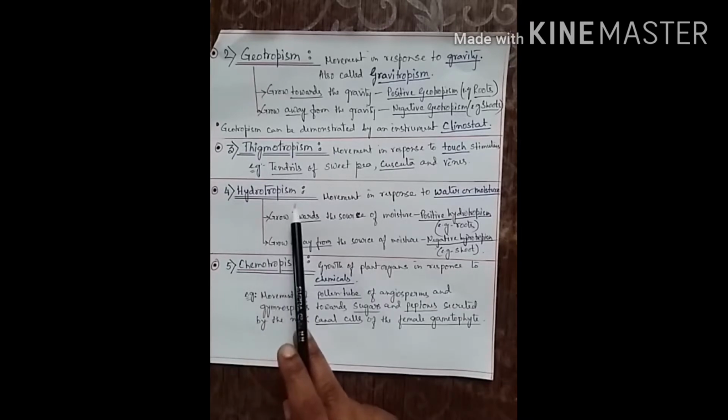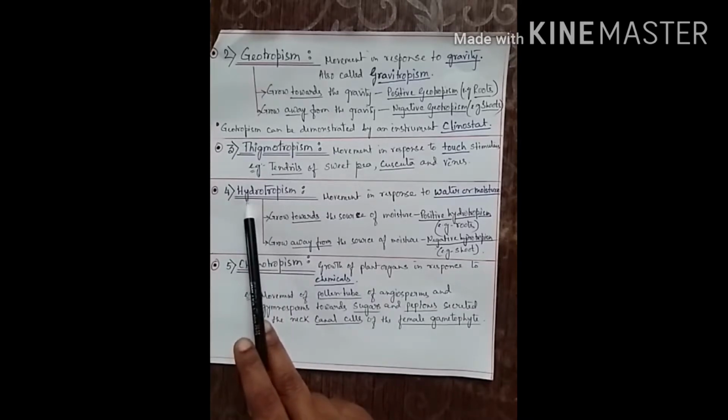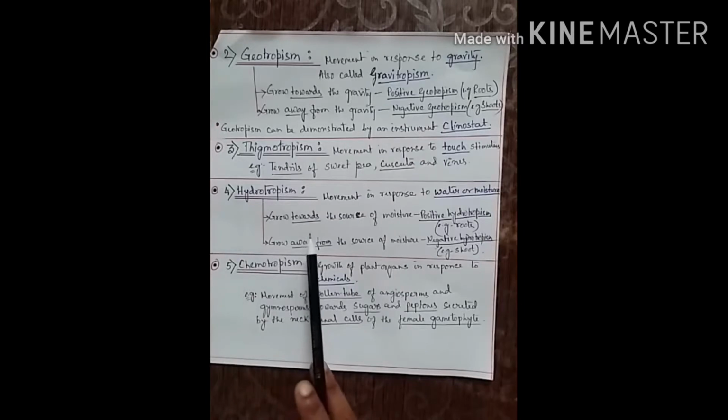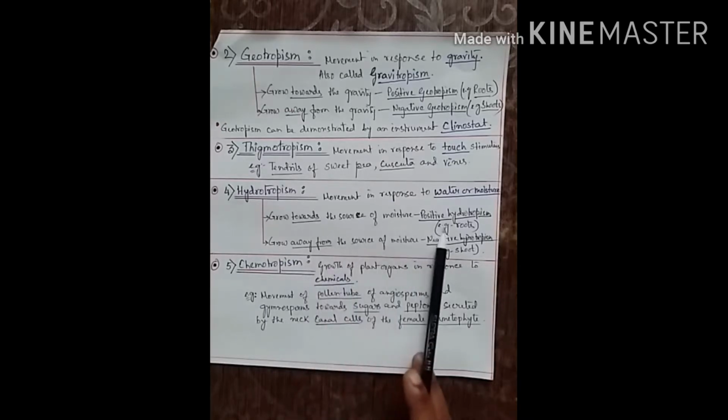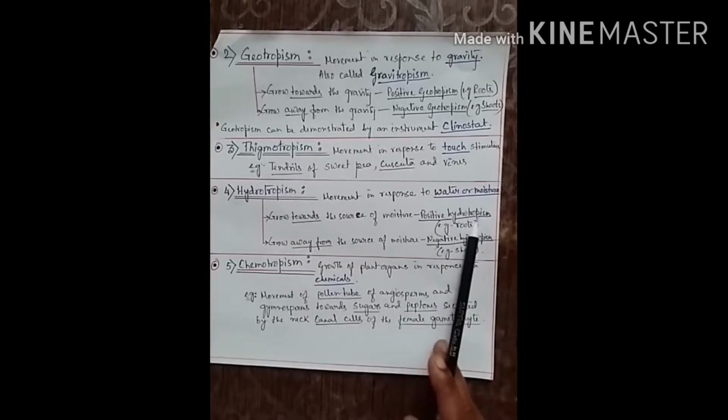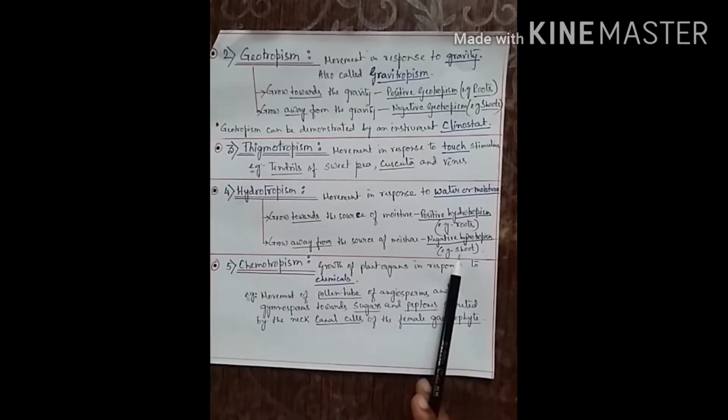Fourth one is the hydrotropism. Anything related to water is called hydrotropism. When plant parts, that means the roots, are growing towards the water, that means where they get the source of the water, they will grow towards that. So the roots will show the positive hydrotropism, and the shoots will show the negative hydrotropism. They are just similar to the geotropism. The roots are showing positive geotropism as well as positive hydrotropism, and shoot parts are showing negative geotropism as well as negative hydrotropism.